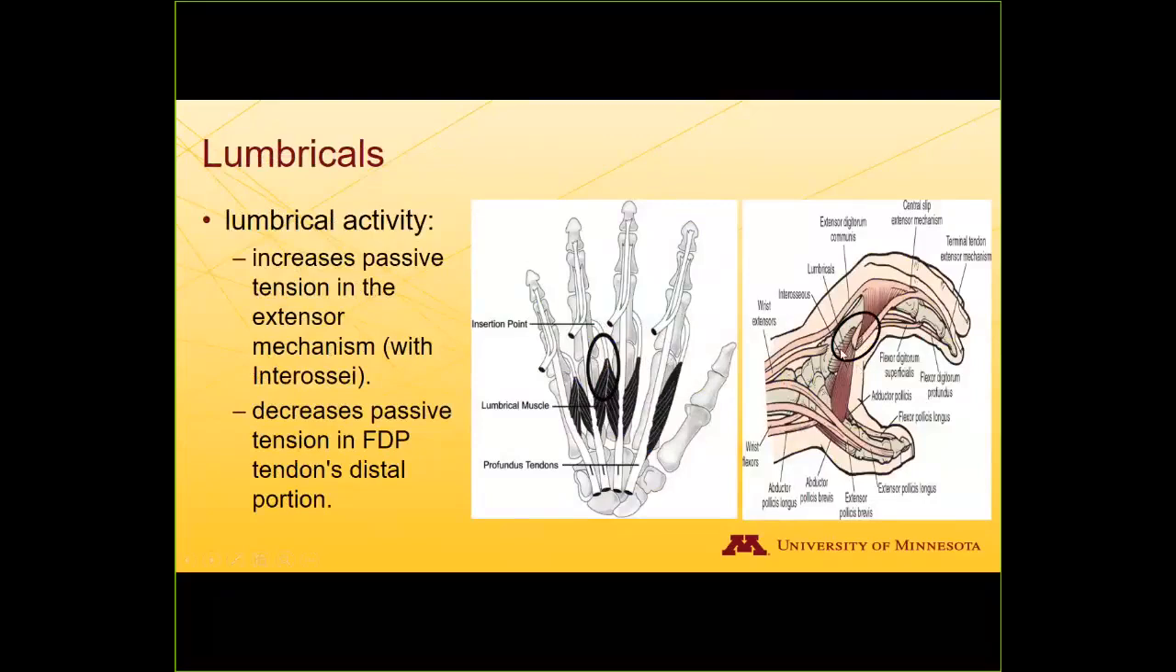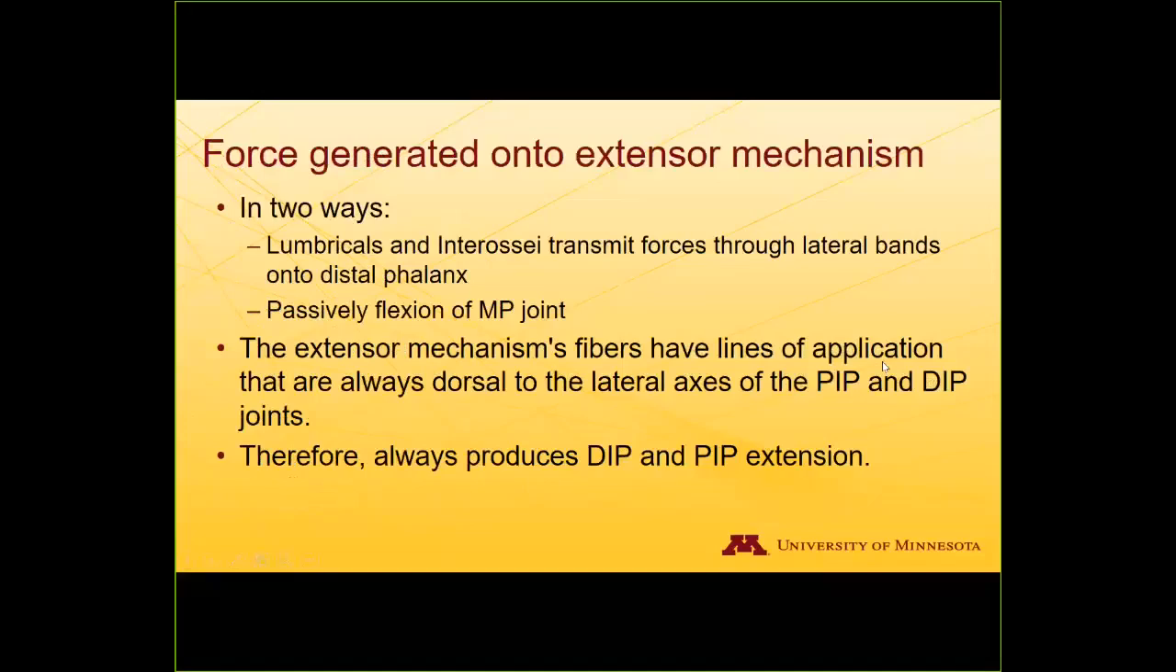Okay. And then here you can see the first dorsal interosseous muscle right here, inserting onto the extensor mechanism. So I've already mentioned that when the lumbricals and the interossei generate their force, they help to extend; they create tension on that extensor mechanism to extend the IP joint.